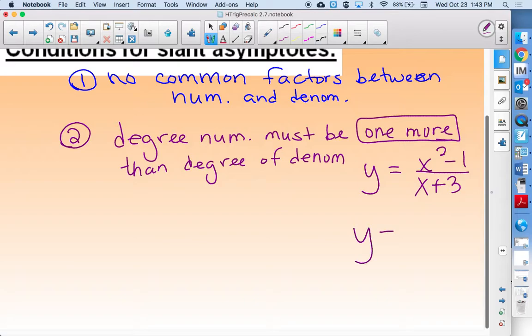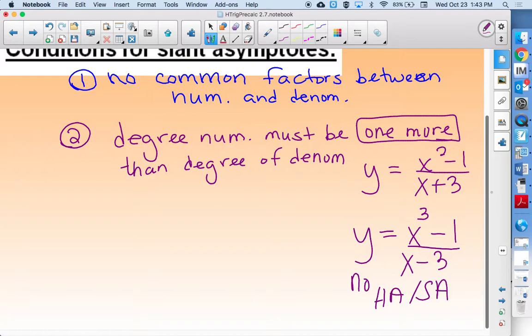If it was more than one more, so if this was x cubed minus 1, then there wouldn't be a horizontal and there wouldn't be a slant. I just have a vertical. So this one has no HA, or no SA. This one has a slant asymptote.